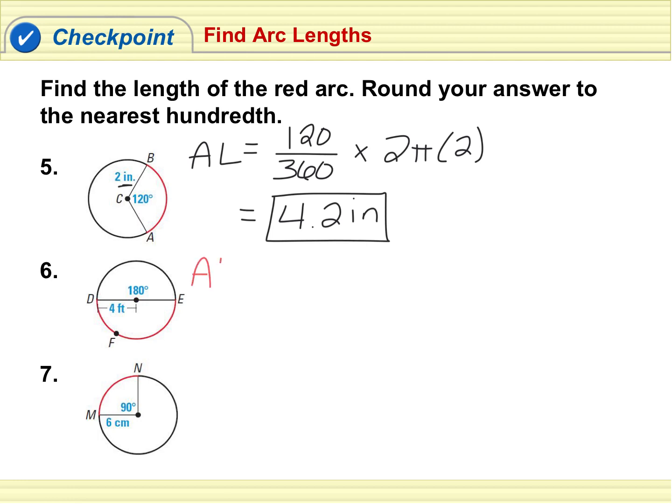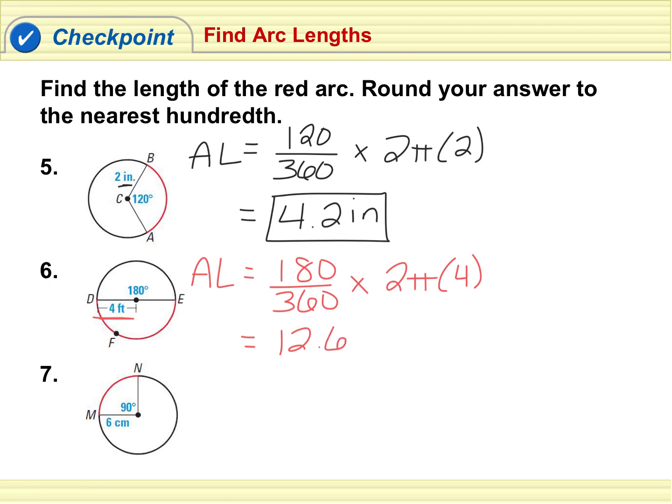Okay, what about number 6? This one was a little trickier to read. 180 over 360 times 2 pi times 4. Yep, remember when they give you that little symbol there with the lines? That's the only section that's 4. Okay? What'd you get for that one? 12.6. I'd accept that. What do you label it? Feet? Good.